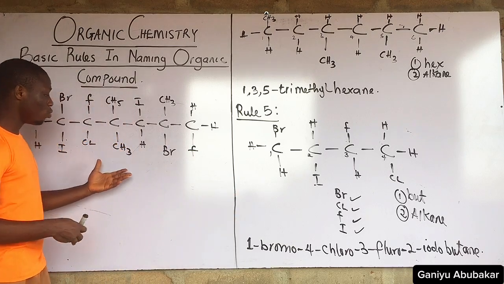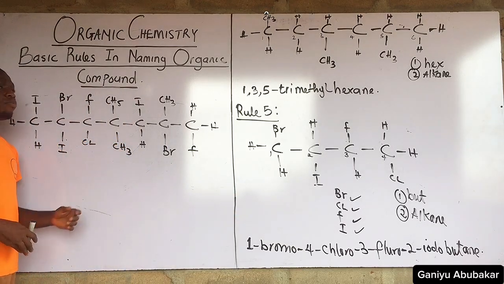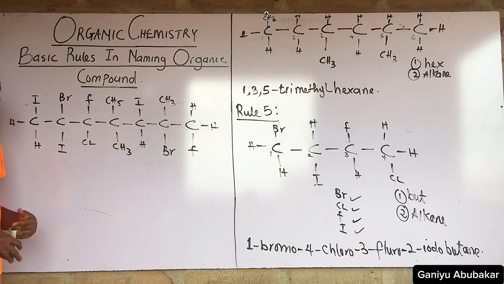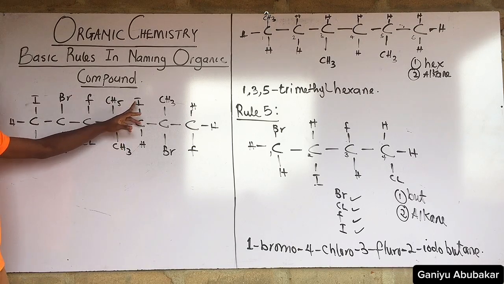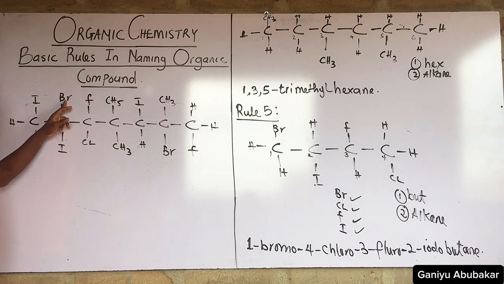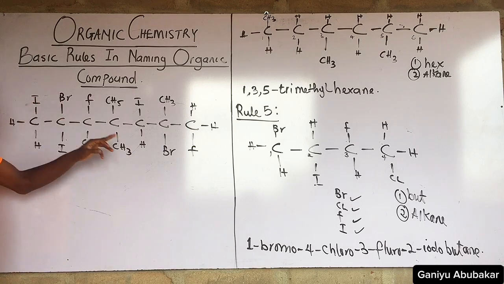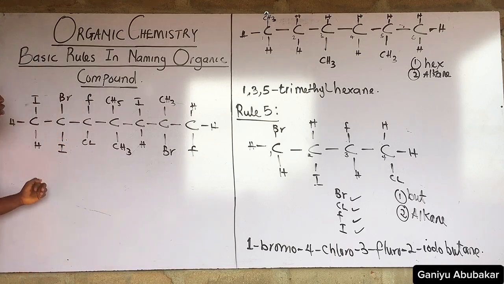I have given you an example in front of you here. This example contains both organic and inorganic substituents. The organic substituents are the methyl and propyl. The inorganic ones here are bromine, iodine, fluorine, and chlorine, as you can see. So let's name this compound here. How do you name something of this nature?